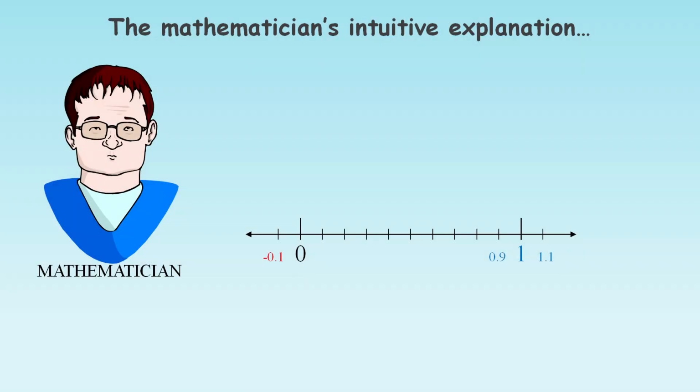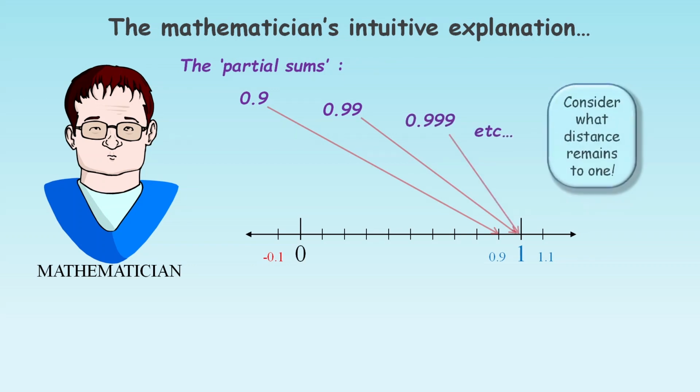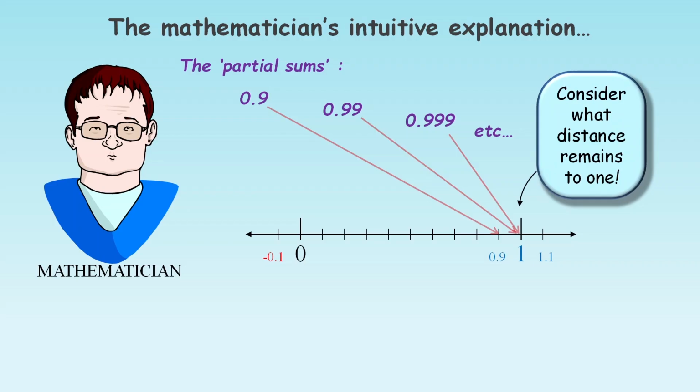Here we have what's called the intuitive explanation, in which the partial sums are placed on the number line one by one, and we consider what distance remains to the point corresponding to the value 1. Generalising, the distance from the nth term to the point 1 will be 1 over 10 to the power n.